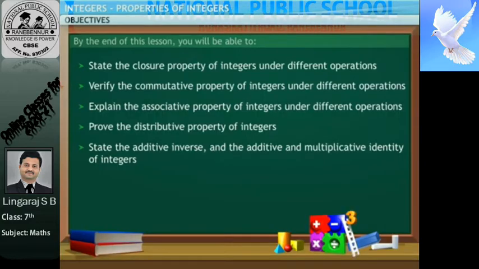By the end of this lesson, you will be able to state the closure property and verify the commutative property of integers under different operations. You will also be able to explain the associative property of integers under different operations and prove the distributive property of integers. Finally, you will be able to state the additive inverse and the additive and multiplicative identity of integers.